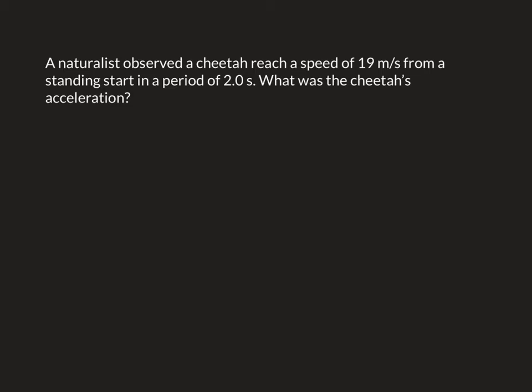So this question says, a naturalist observed a cheetah reach a speed of 19 meters per second from a standing start in a period of 2 seconds. What was the cheetah's acceleration? Okay, so we know just from that our acceleration is what we're trying to find. Then looking at my bits of information, it says it reaches a speed of 19 meters per second. So that's the one velocity that we're getting, and we have to figure out whether that's initial or final velocity. We can do that just by looking at the wording of the question.